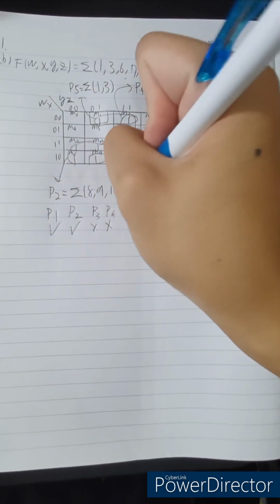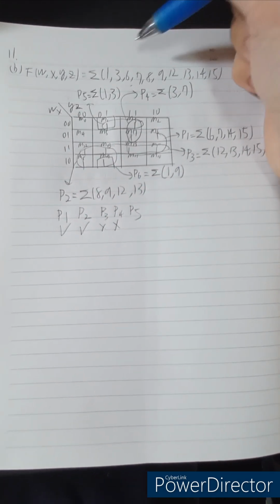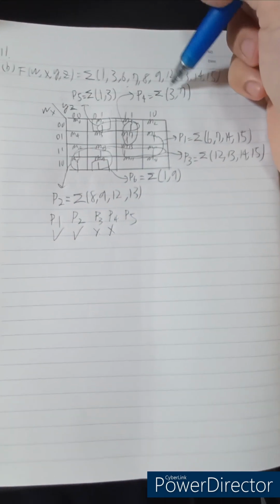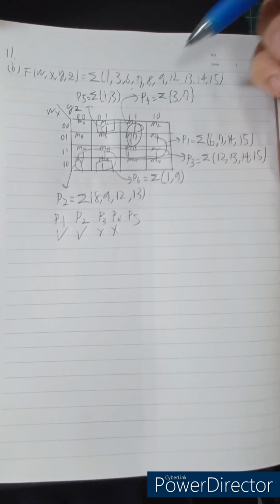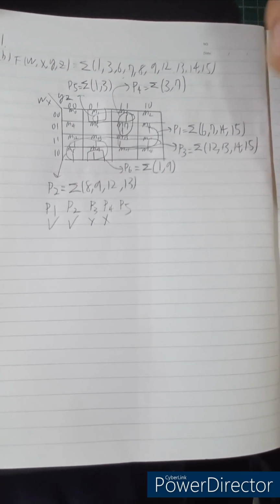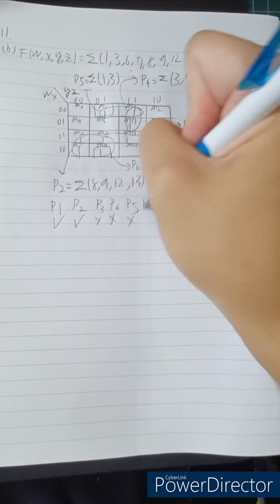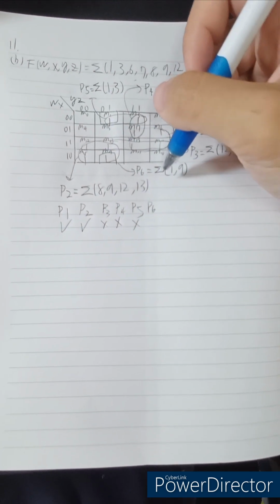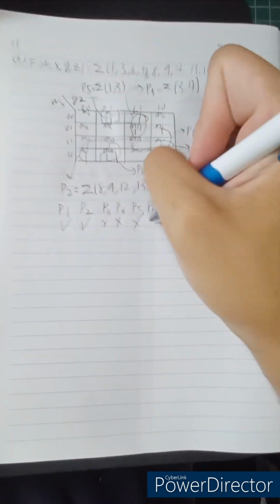Next, P5. We can find that 3 is also covered by P4, so P5 is not an essential prime implicant. Next, P6. 1 is also covered by P5, so P6 is not an essential prime implicant.